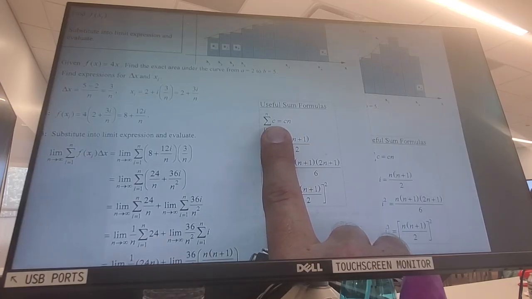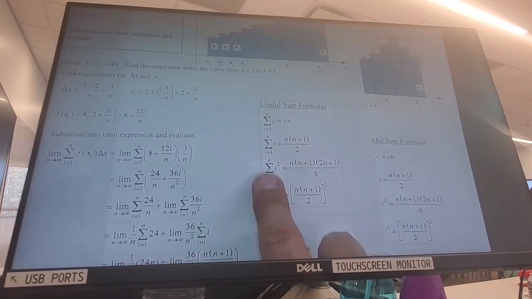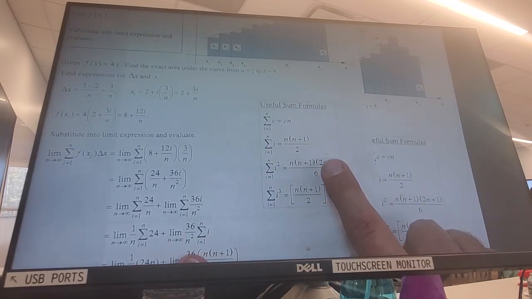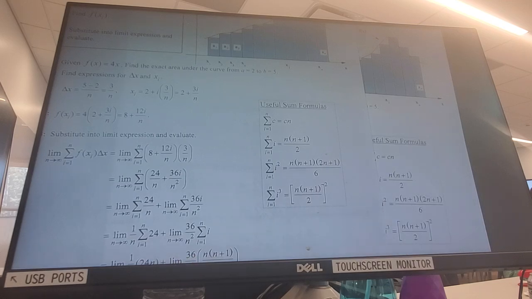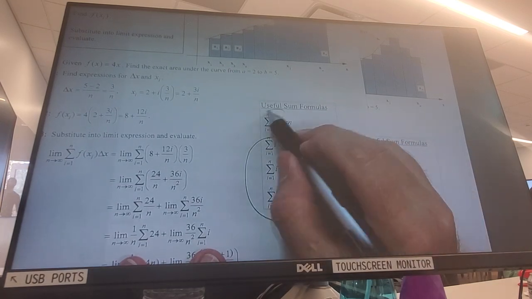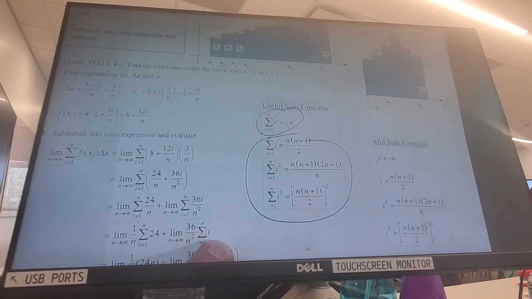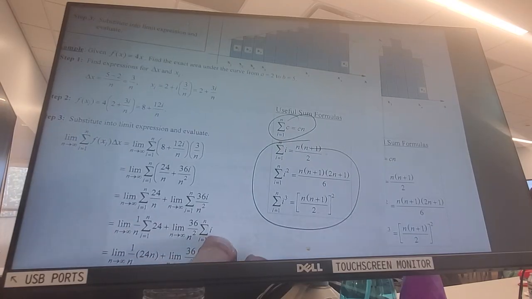The sum of a constant is just c times n, that's because it's got that many c's. And then here's the three big ones, yes? Bam, bam, bam. So on a quiz or a test, those will just be sitting there. These three. This one you have to know. I know, I'm evil. If you're not used to that yet, pay more attention.